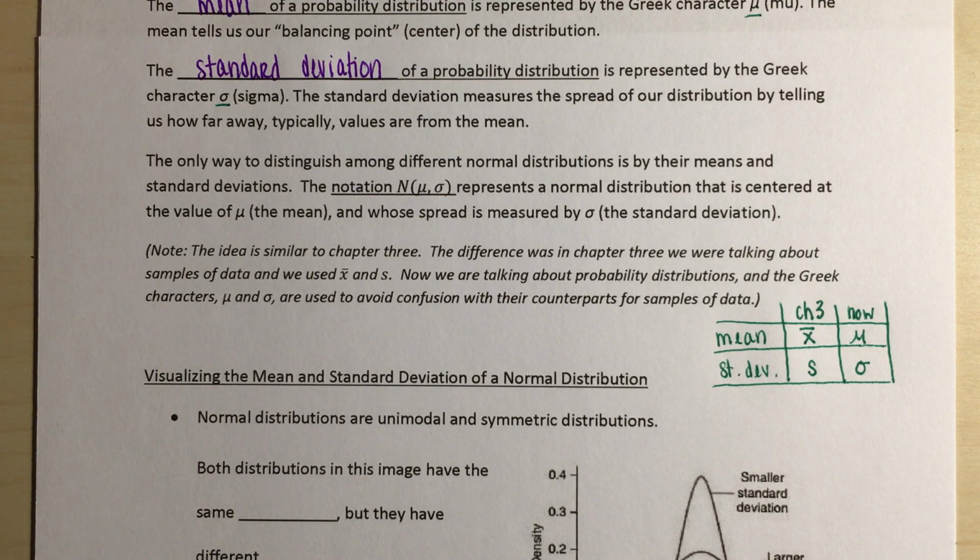All right, so again, our mean is our balancing point or center. Our standard deviation measures the spread of our distribution by telling us how far away typically values are from the mean. The only way to distinguish among different normal distributions is by their means and their standard deviations, because our normal distributions are all going to be unimodal and symmetric. So what's going to make them different are our values for our means and our standard deviations. Again, notation is going to be key, so you definitely want to be paying attention to that as we continue going through these examples.